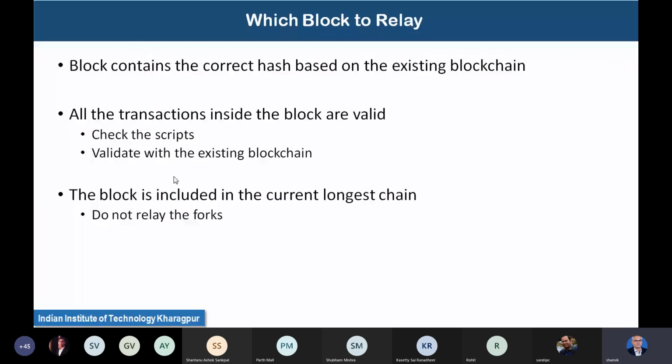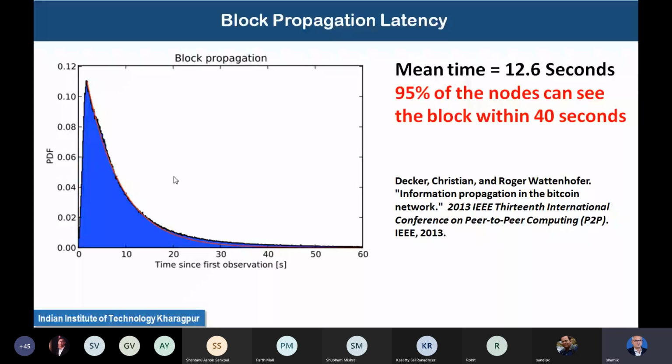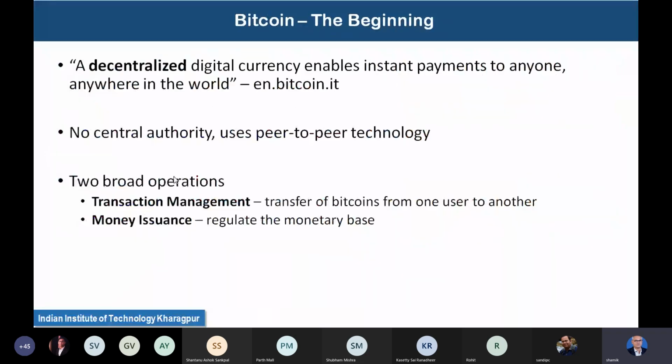As for which blocks to relay, we have already discussed that the transactions inside the block must be valid, and we have checked, in the manner that we have seen before, that the hashes for the blocks are created correctly. Of course, only the blocks that are included in the current longest chain will be relayed. The forks are not relayed any further. So this is also what we have seen. Is there any question up to this?